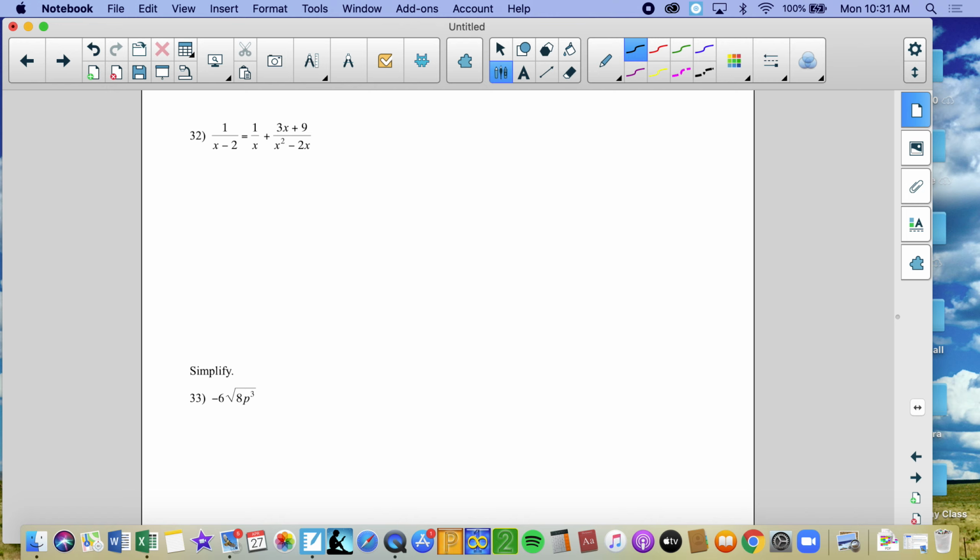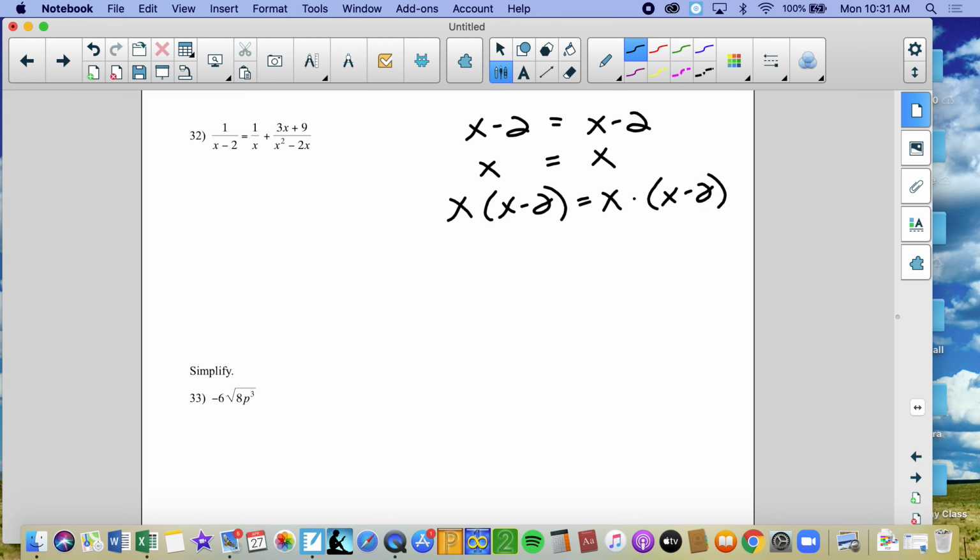Let's check this one. So the denominators: x minus 2, we have x, and then we have x squared minus 2x. I'm going to factor that to make it that. So prime factorization is x minus 2. You can't separate those. Those are tied together. Prime factorization of that is x, and then what do they have in common? They have an x minus 2 in common. They have an x in common. So my LCM is going to be x times the quantity x minus 2.